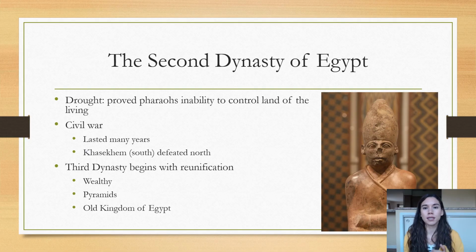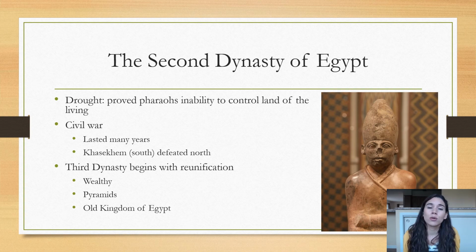So as we start the Second Dynasty of Egypt, the floods are decreasing and there is a drought happening in the land. When this happens, it proves that pharaohs don't have the ability to control the land of the living like they wanted people to believe. Again, maybe the Pharaoh isn't quite as powerful as he wants people to believe.